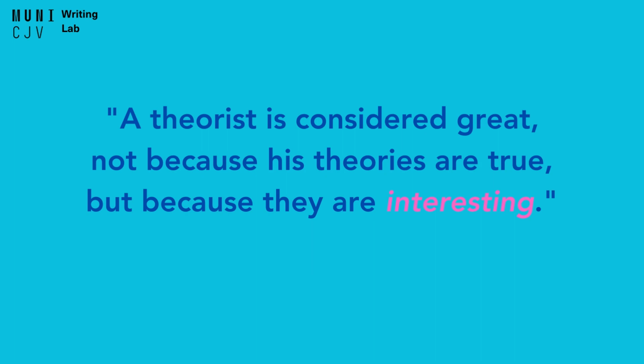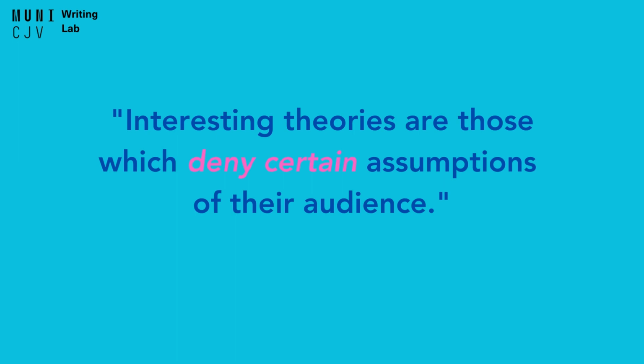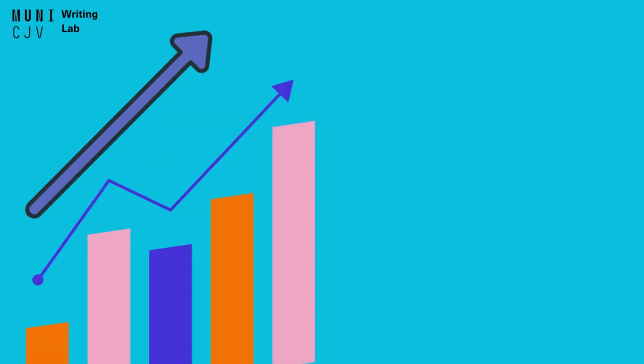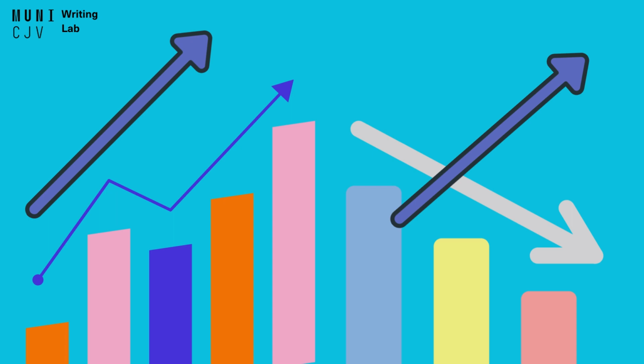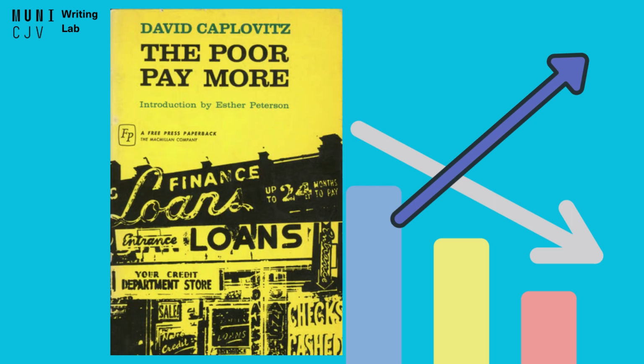And what does he mean by that? Well, he says, interesting theories are those which deny certain assumptions of their audience. And in the article, he labels about 24 different ways this can be done. For example, you could show that two variables that we assume have a positive correlation actually have a negative correlation. And for this, Davis gives the example of the sociologist David Kaplowitz, who argued in his book, The Poor Pay More, that goods and services are actually more expensive for poor people than they are for wealthy people.